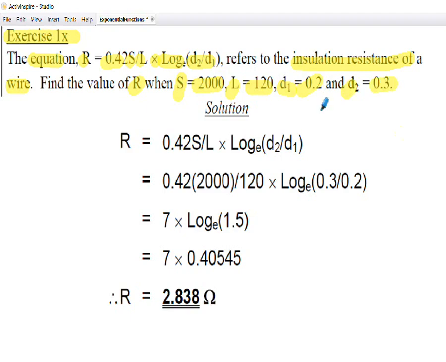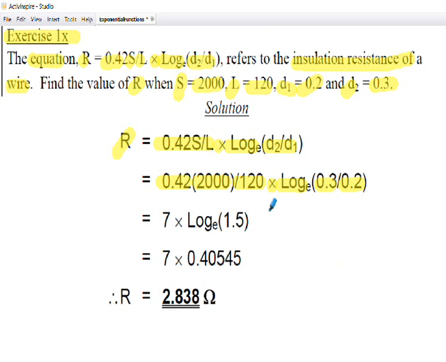We're just going to put the numbers into the equation. So given that r is equal to 0.42 times s divided by L multiplied by the ln, the natural log of d2 divided by d1. So putting the numbers in, 0.42 multiplied by s, which is 2000, divided by 120 for the L, multiplied by the log to the base e of d2, which is 0.3, divided by d1, which is 0.2. Make sure you put the values in the right order there.